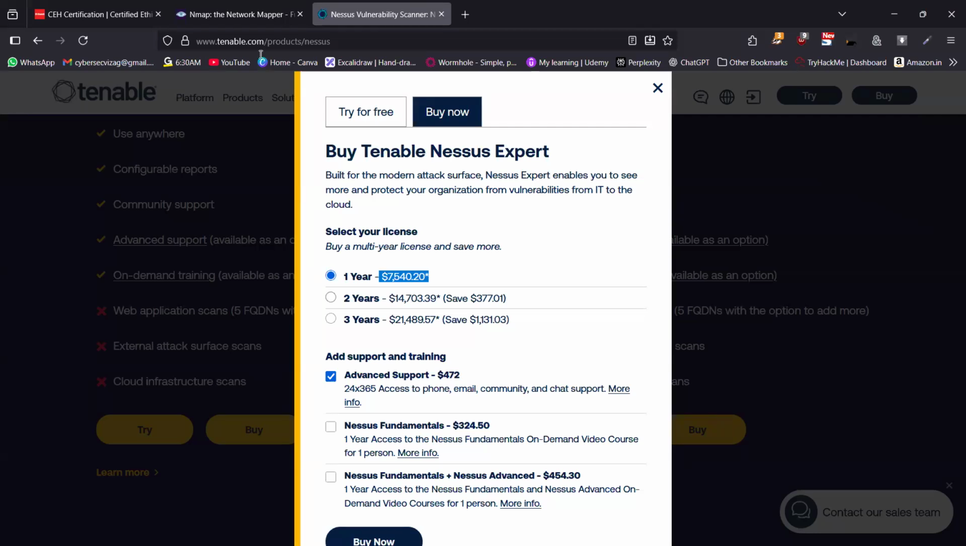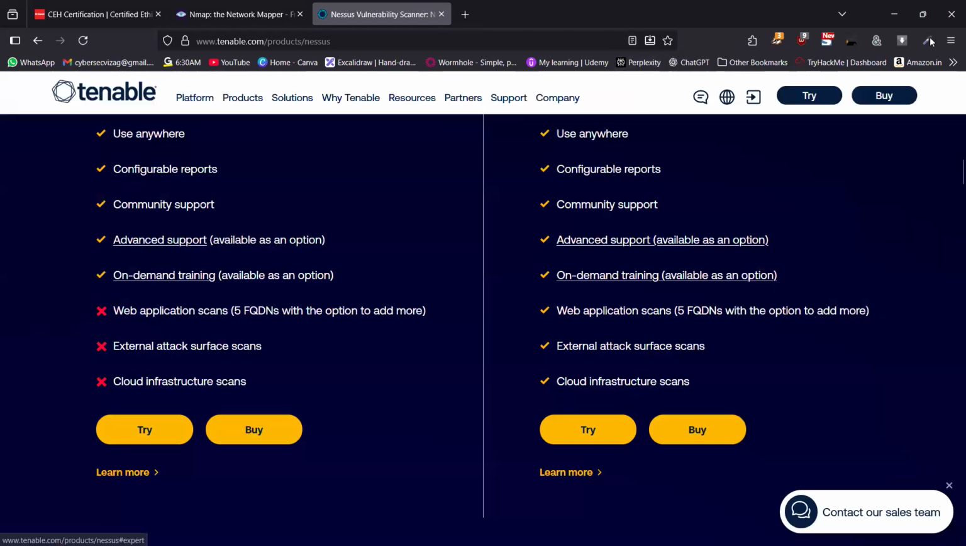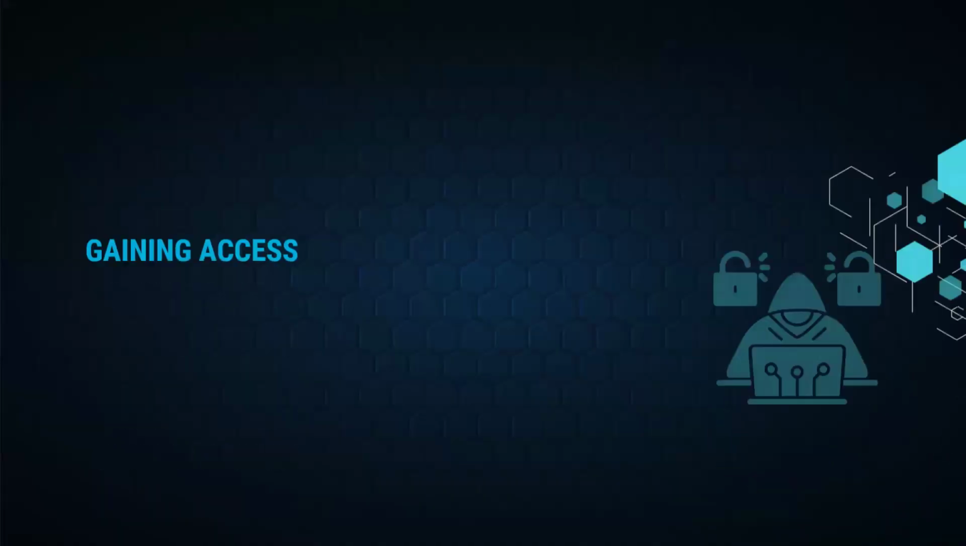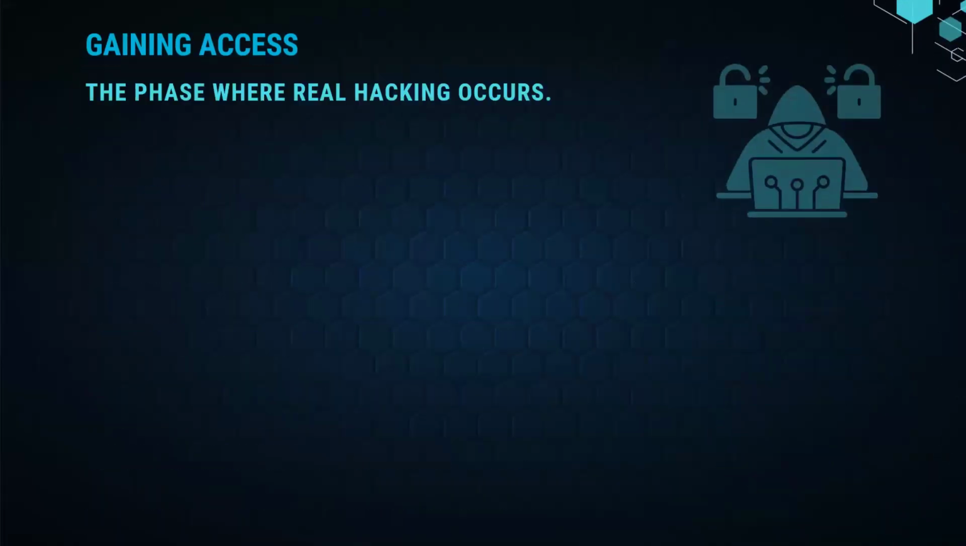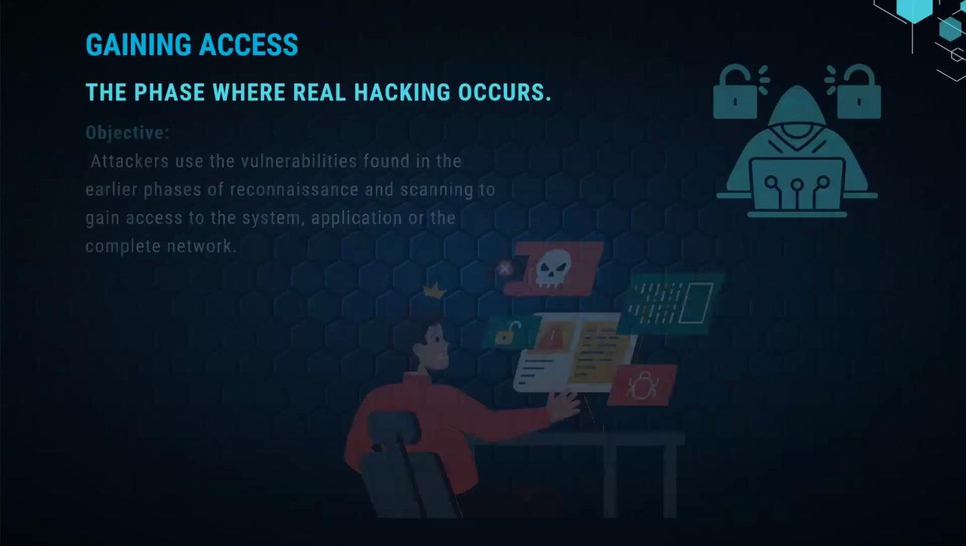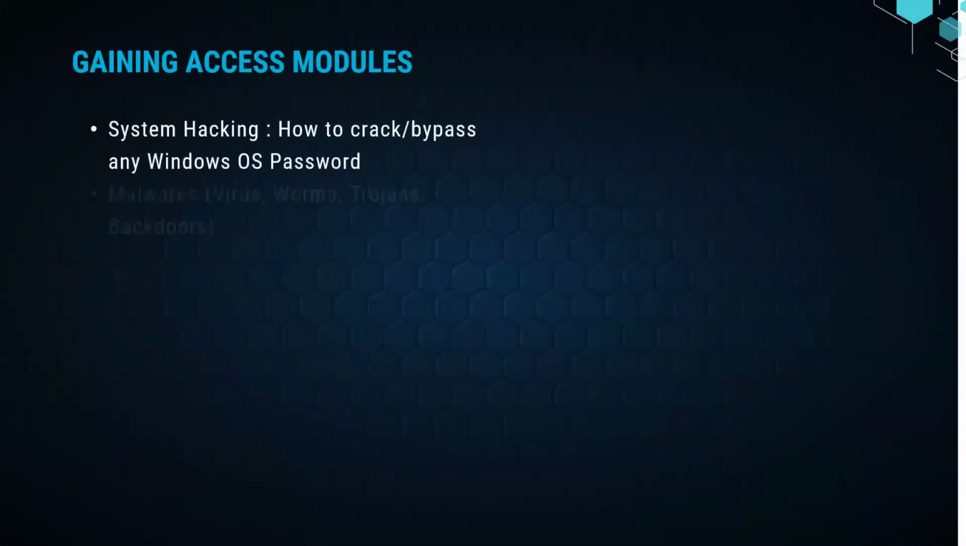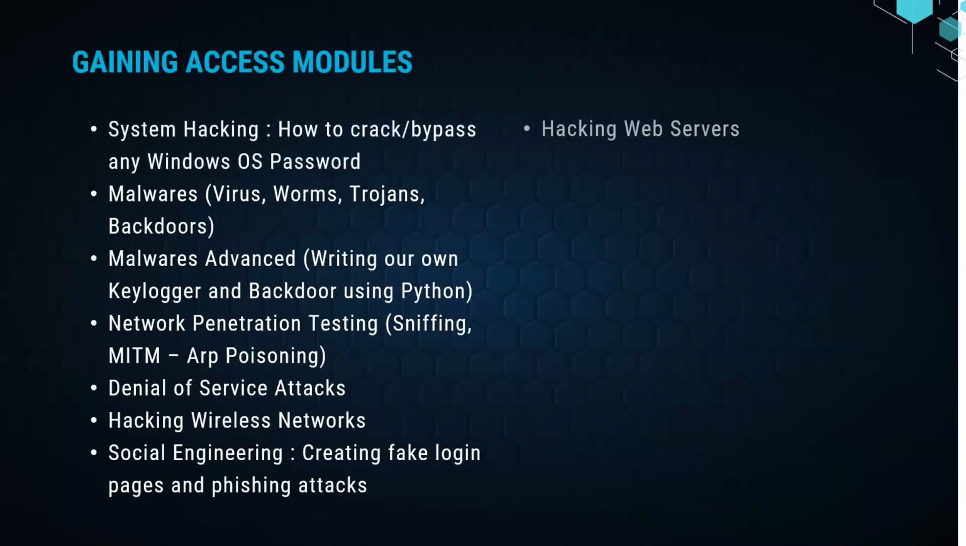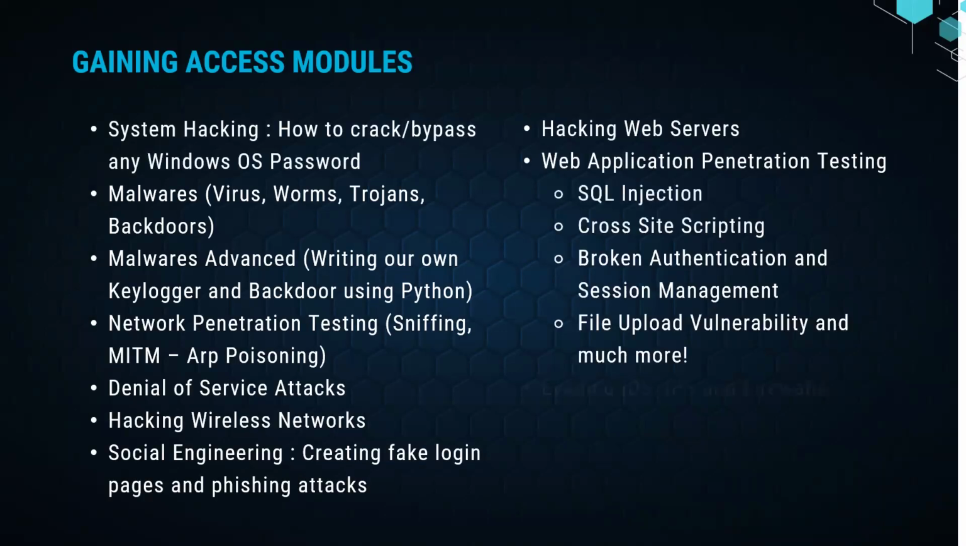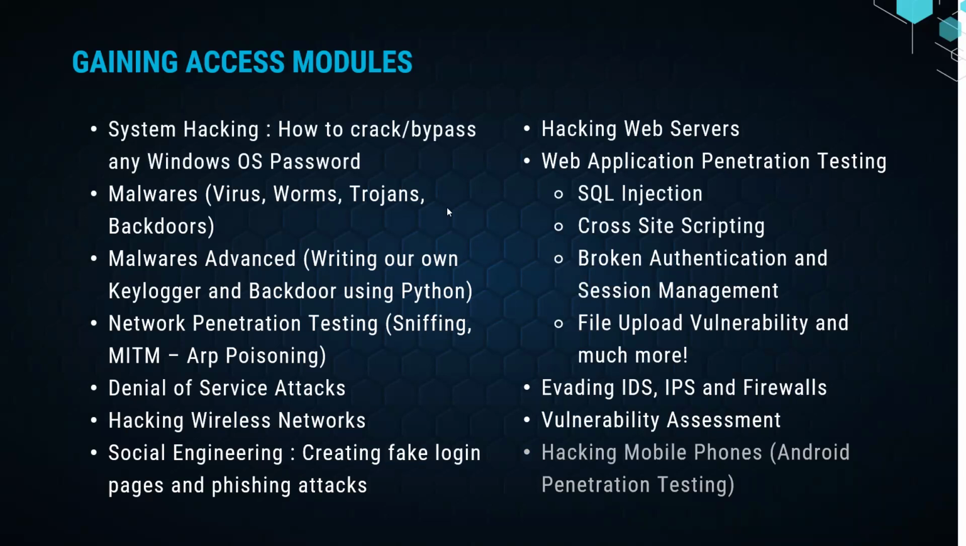Okay. Once you know all that, then we have the next phase, which is called gaining access. So this is the phase where the real hacking occurs. Once you've found all the vulnerabilities, the next thing is attacking those vulnerabilities, and that's what gaining access is. This is the core of the subject, covers a vast variety of topics, as you can see. Okay, so let me explain each of these briefly, one by one.